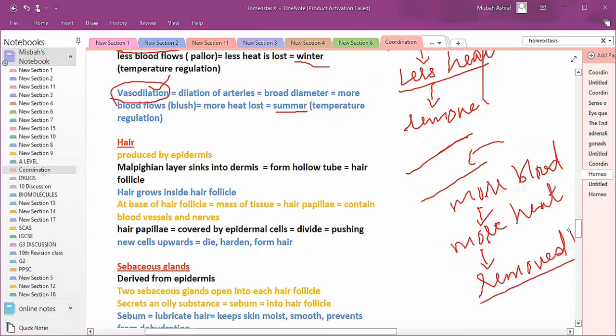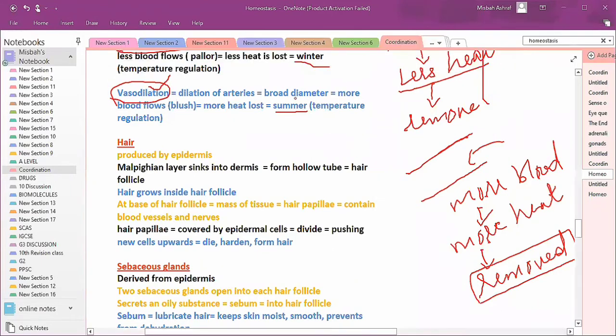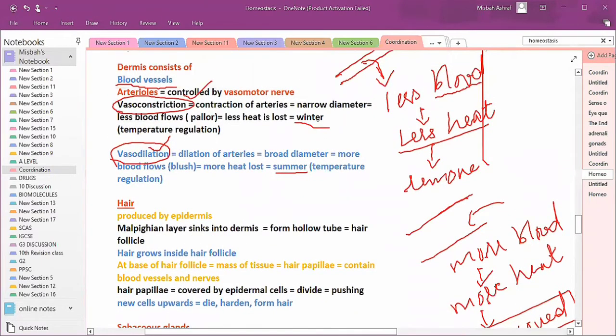And when we have to remove or release more heat from the body in summer, when there is more heat inside our body, so more heat should be removed to bring the temperature of the body back to normal. So these two phenomena occur in winter and summer through vasoconstriction and vasodilation, which helps in maintaining the body temperature. This is actually the role of blood vessels in maintaining body temperature.